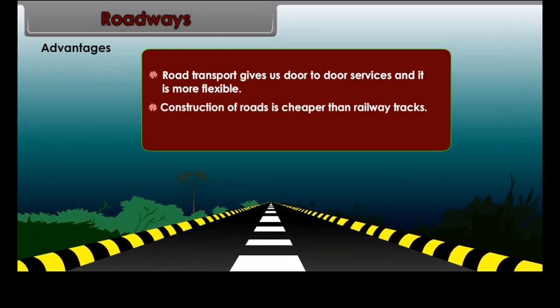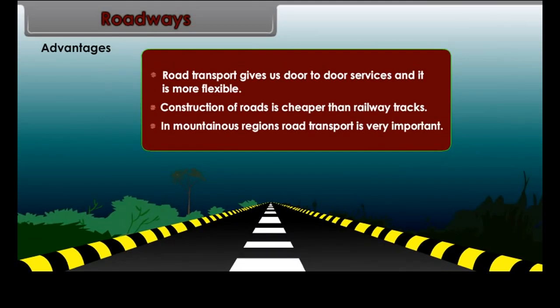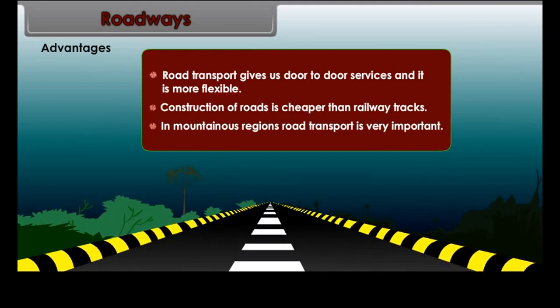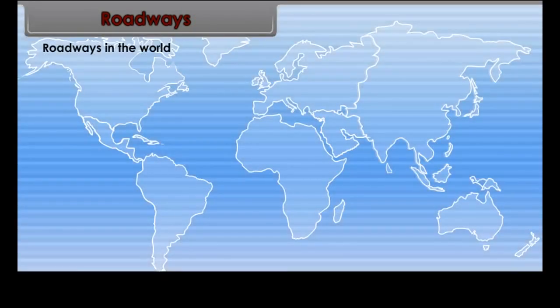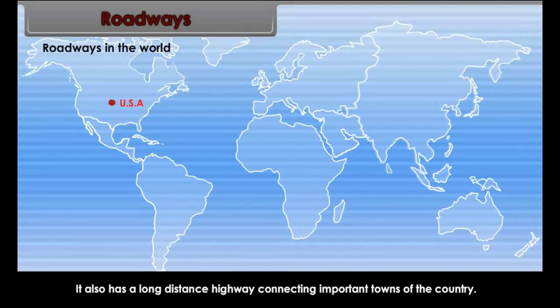Roadways. Advantages. Road transport gives us door-to-door services and it is more flexible. Construction of roads is cheaper than railway tracks. In mountainous regions, road transport is very important.